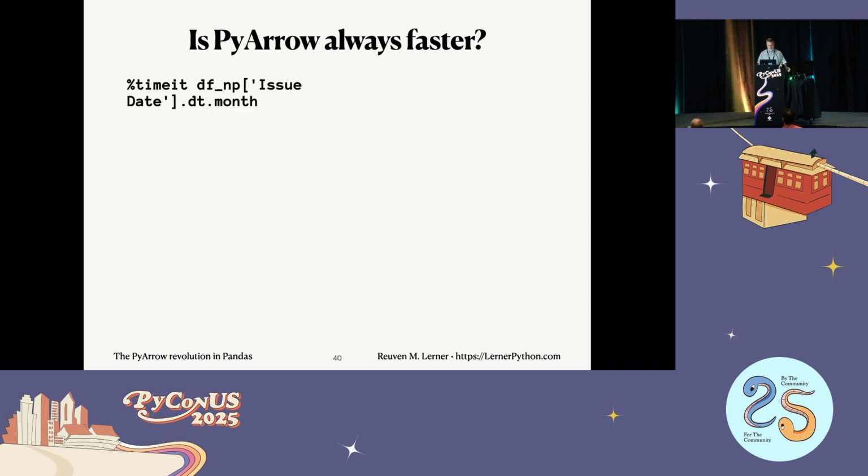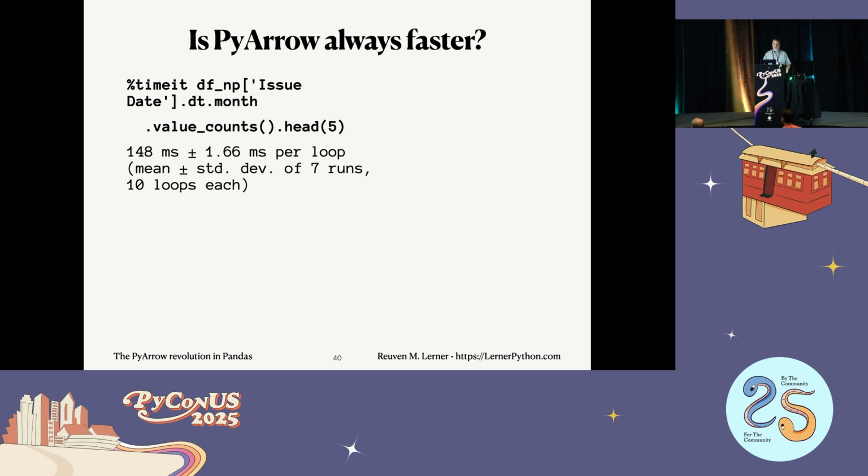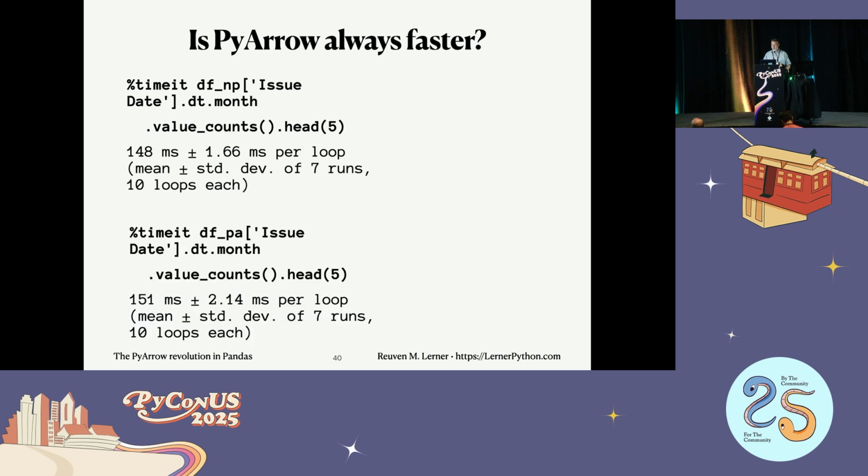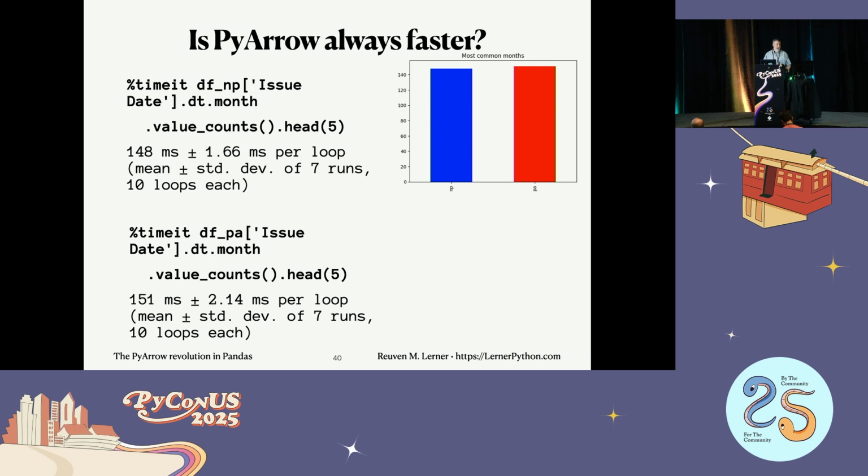You know what the answer is, right? And so what if I say here, I want to find out the issue date, so when was the ticket issued? I want to grab the month out of that. I want to find out in which month did people get the most tickets. So this here in NumPy gives me 148 milliseconds, and in PyArrow it gives me 151 milliseconds. Basically the same. Not bad, right, but no great shakes.